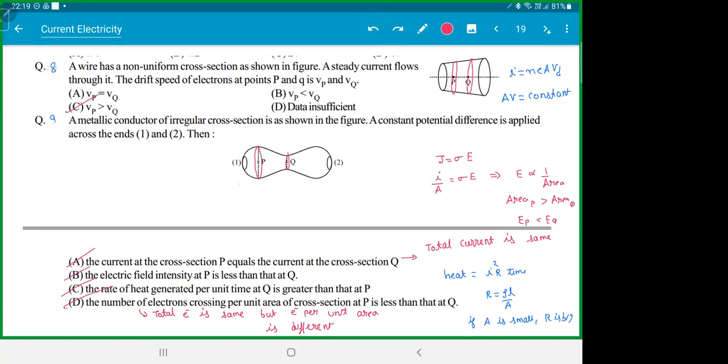The only difference is, it is like water flow, no? The speed will be less here, the speed will be more there, but the total water is constant. Please check the ninth one. It's a good one. All clear with this? Next one is a good one. Easy one, but a good one. It's an advanced question.